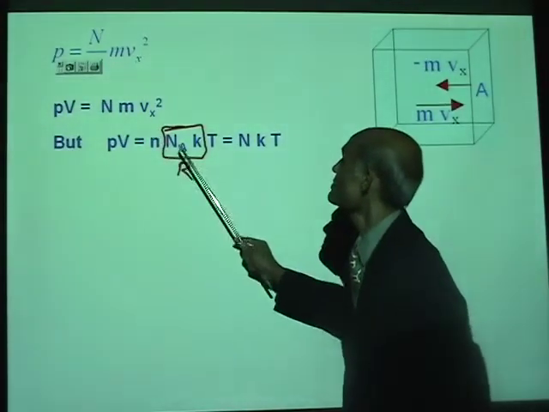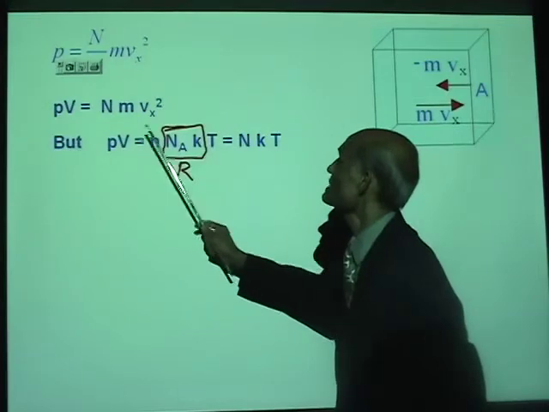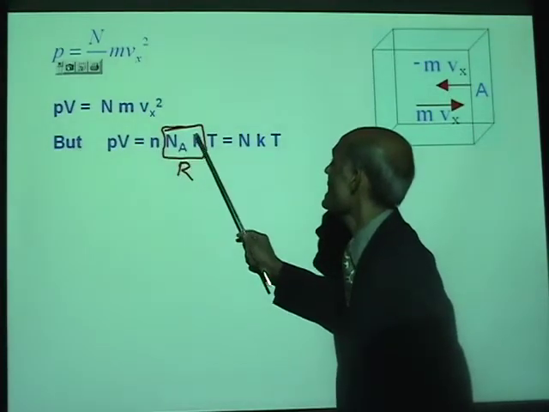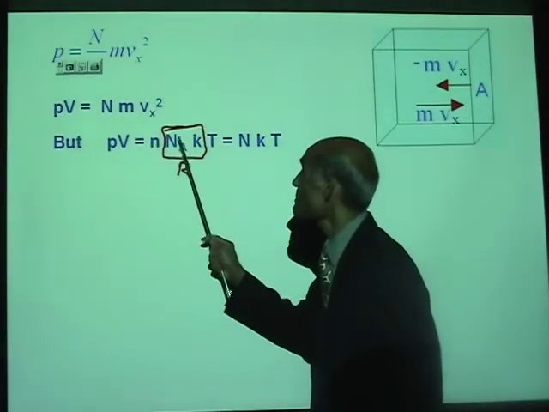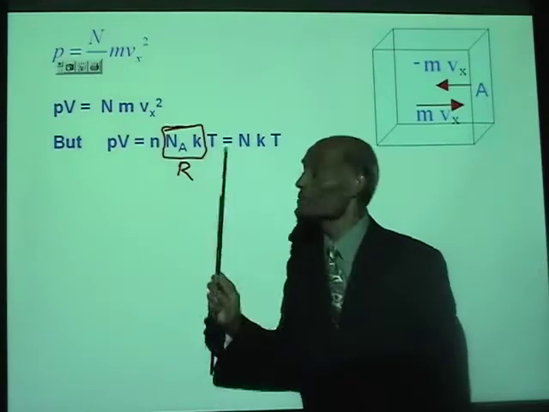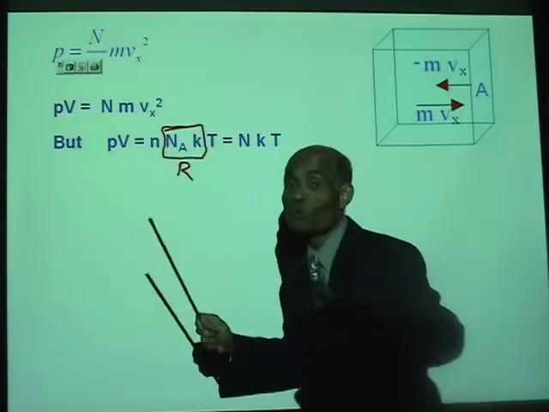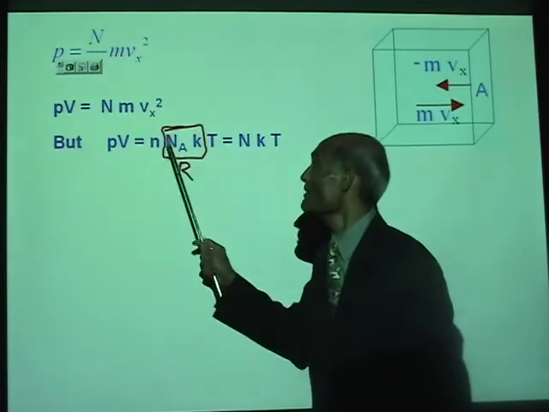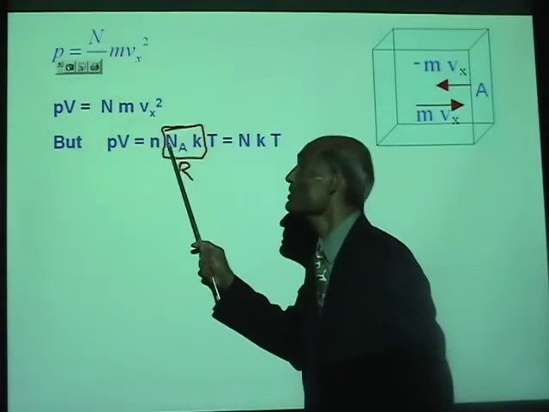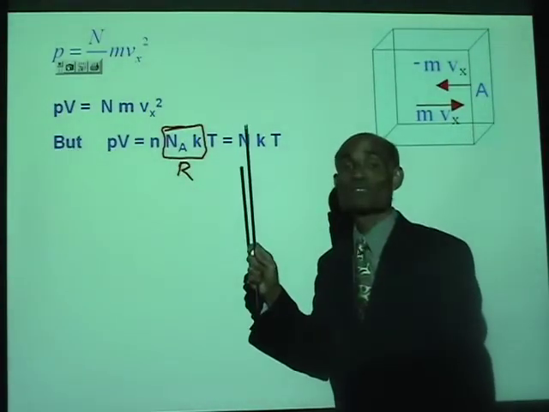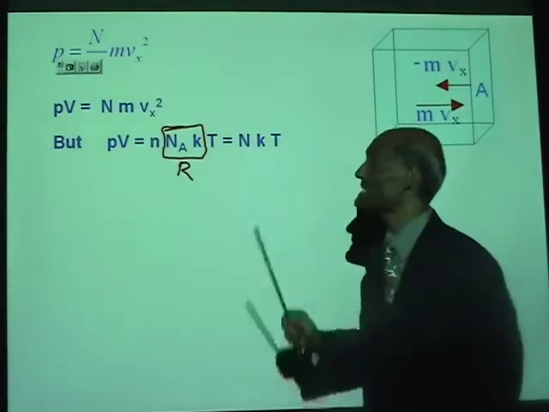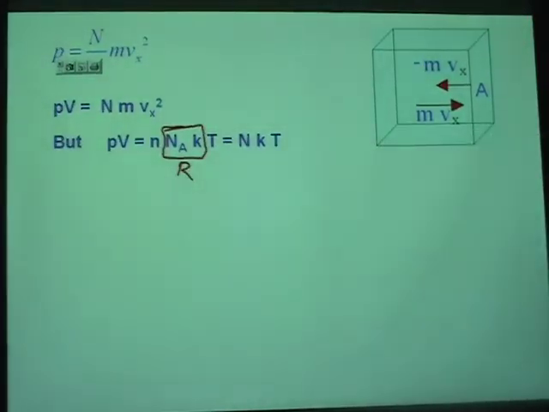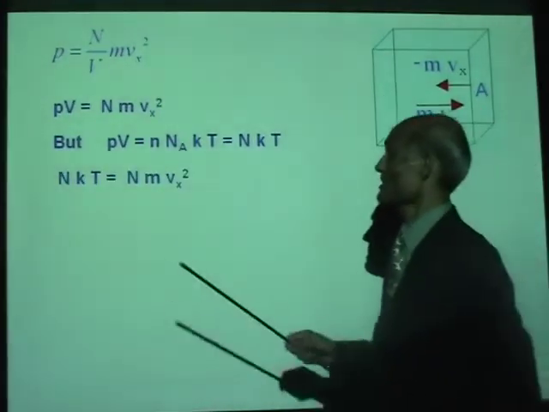So PV equals nRT is the same as PV equals nN_A kT. Alright. Now, what is this? n times N_A. n is the number of moles. N_A is the number of molecules per mole. Therefore, what does n times N_A give you? The total number of molecules. Is that right? So we got PV, therefore, equal to NkT. What does that lead us to? Let's see. This is leading us on to very interesting territory.